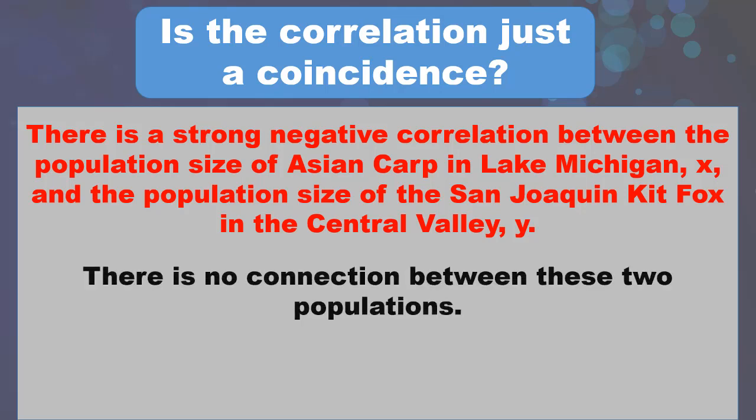So, do you think that the Asian carp's increase in population is causing the San Joaquin kit fox population to go down? The answer is no. There's no relation. There's no geographic connection between the two. They're thousands of miles apart from one another. Do you think that because the San Joaquin kit fox is dying out, that means the carp are growing? No, it doesn't make any sense.